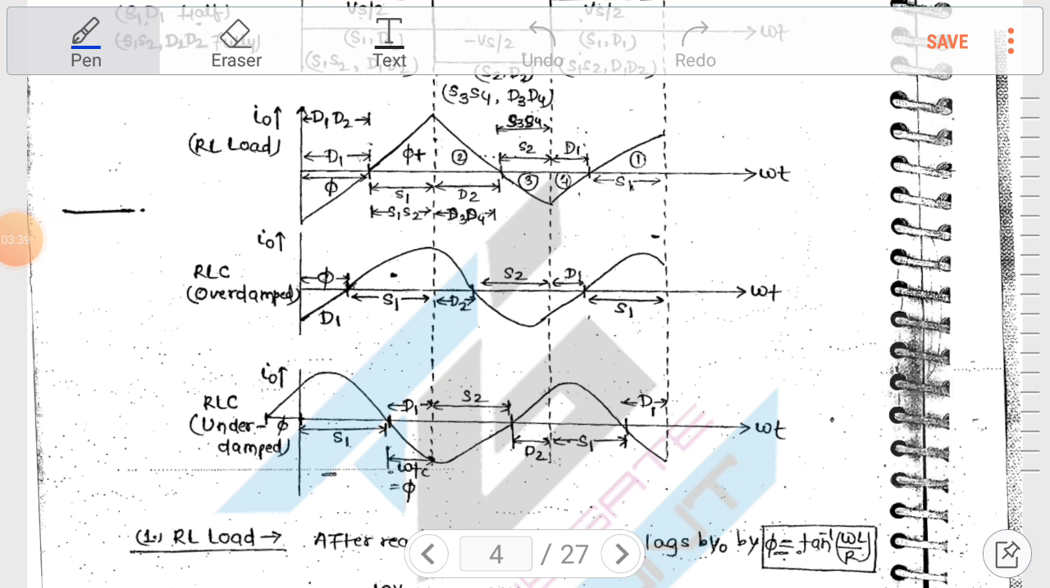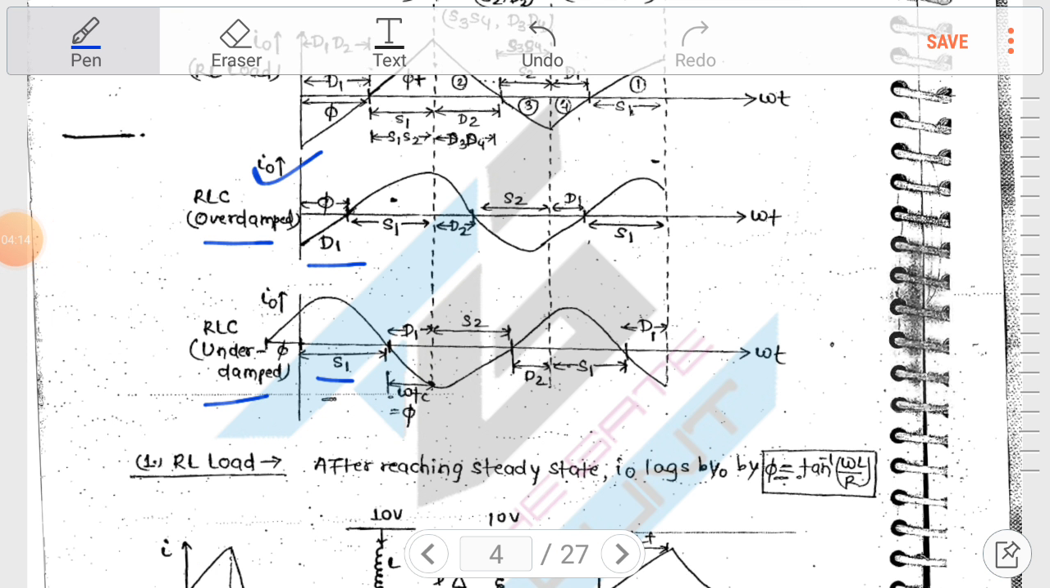This can be verified by observing the output current in overdamped and underdamped conditions. In RLC overdamped condition, we have XL greater than XC, so it is an inductive load, and it is lagging in nature, so the diode is connected in the beginning. And in RLC underdamped, XC is greater than XL, so it is a capacitive load, so it is leading in nature and the switch is connected at the beginning.